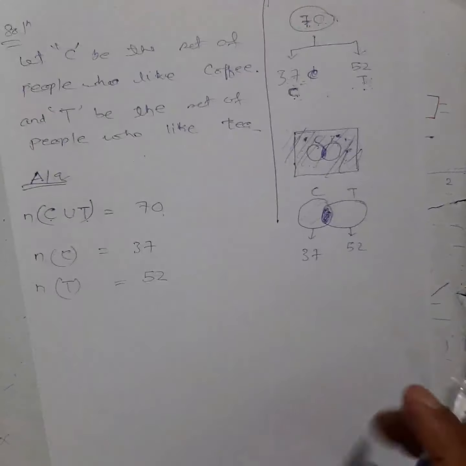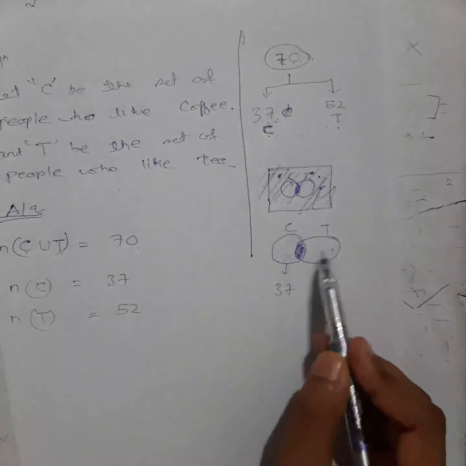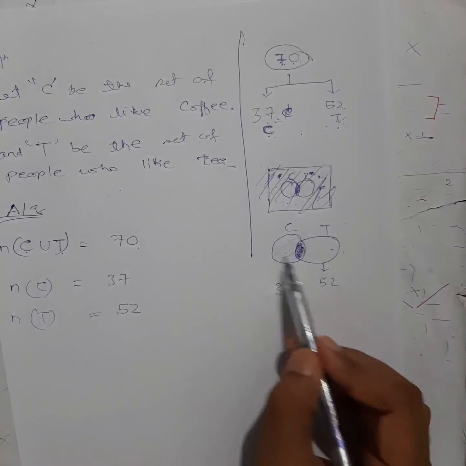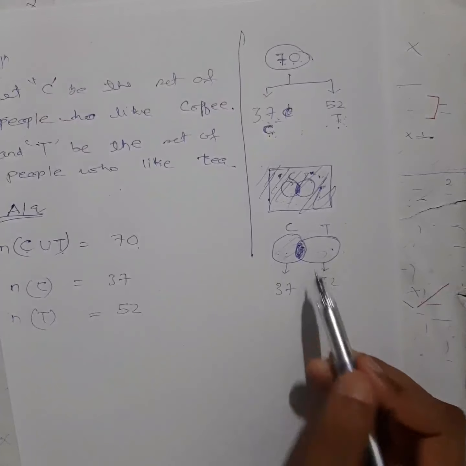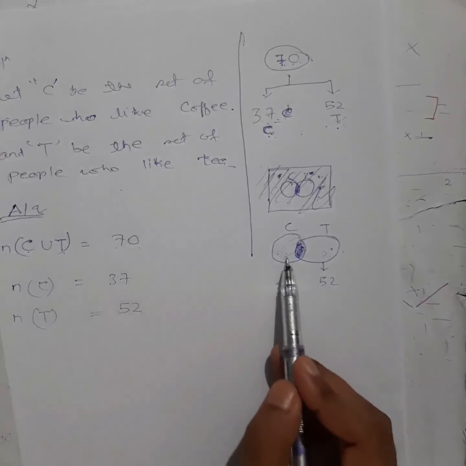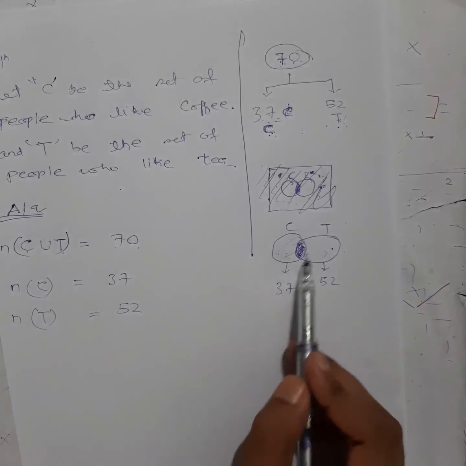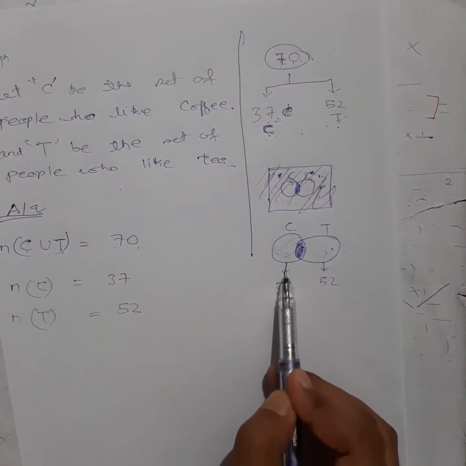If you have any doubt in writing this theory, first always draw a Venn diagram. Venn diagram always makes the question very simple. You can understand from here itself. How many people are there total altogether? Means C union T will be how many? 70. Out of that, 37 like coffee. Okay, I have marked the arrow sign here only.